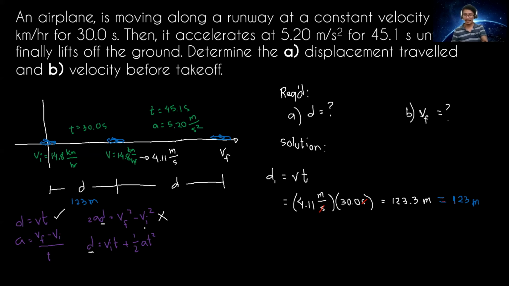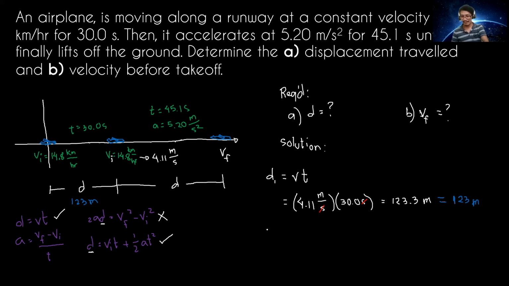Okay? Next, proceed tayo sa fourth equation if ever we can use this equation. Do we have the velocity initial? Yes, meron tayong velocity initial. Initial siya because this is the start of our motion. Tama? So this is our velocity initial. Do we have time? Yes. Do we have acceleration? Yes, there is an acceleration. Do we have time? Yes. So that means lahat ng variables are present. So that means we are going to use this equation.